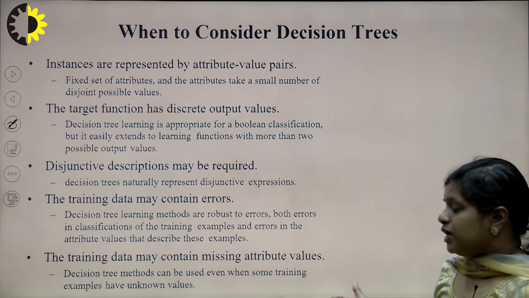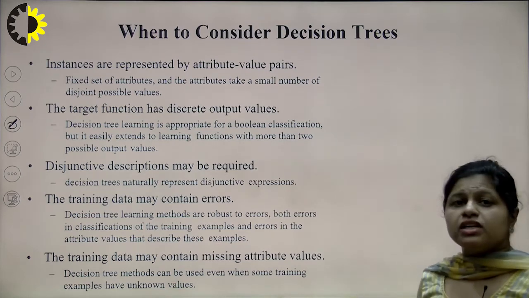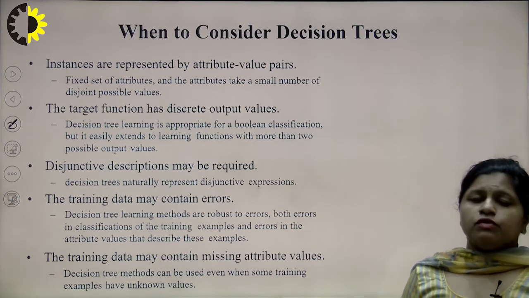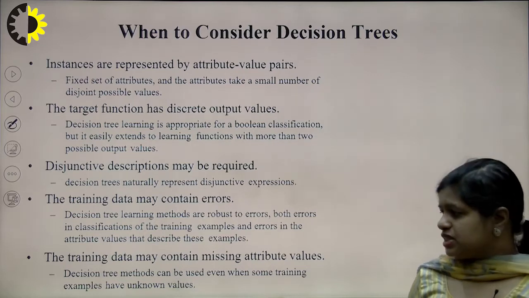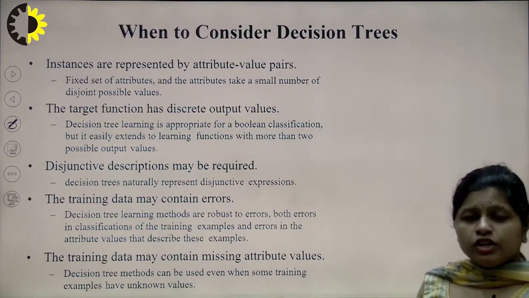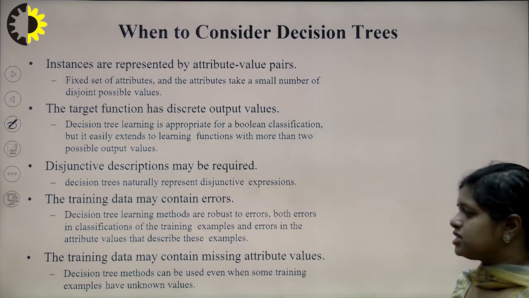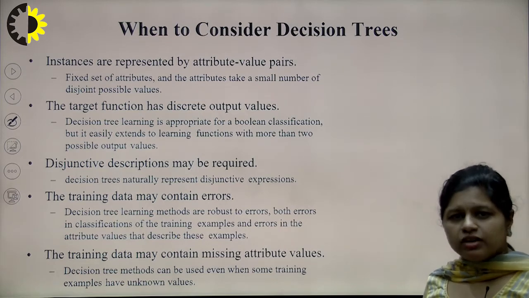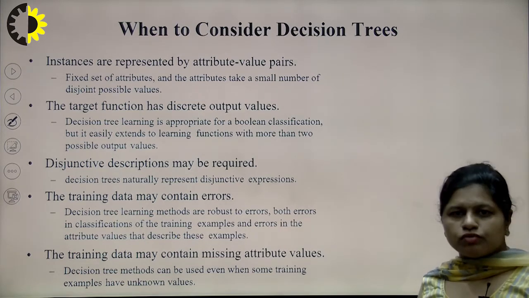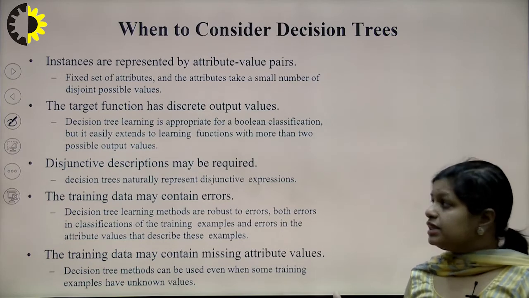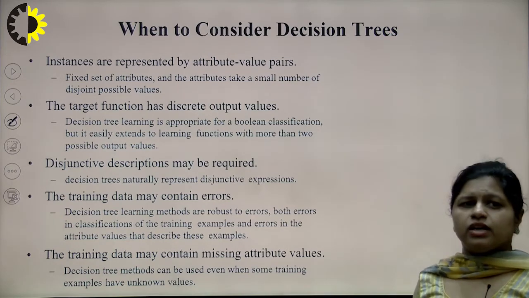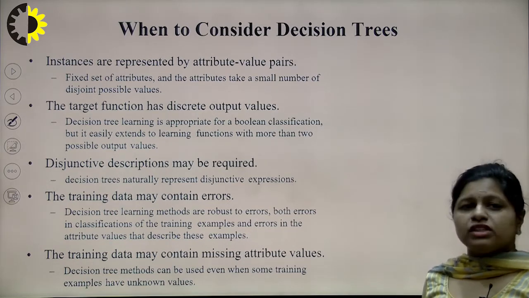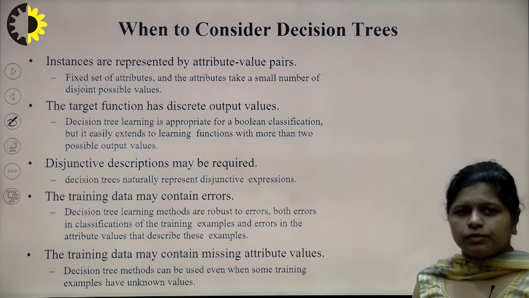Fifth, the training data may contain missing attribute values. So if we have training data in which, for some of the instances, the attribute values are missing, in that case also we can apply the decision tree. The decision tree method can be used even when some training examples have unknown values. For some of the instances the attribute value is missing, and in that case also we can apply the decision tree algorithm. So these are the 5 scenarios in which we can use the decision tree, along with the normal training data that is available to us.